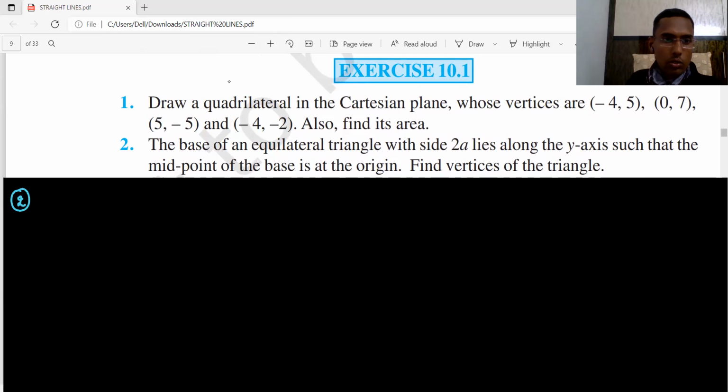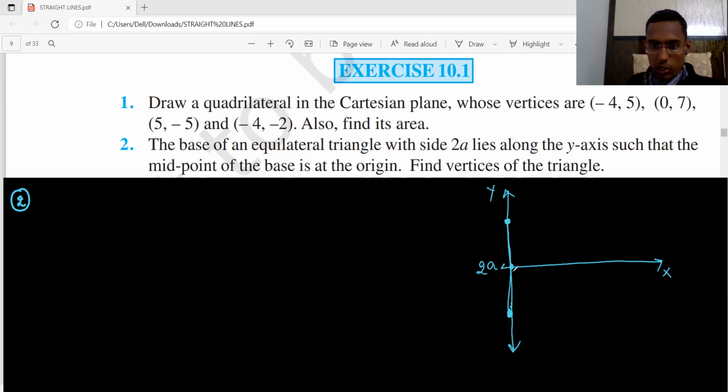Okay, so the second question: base of an equilateral triangle with side 2A lies along y-axis. Okay, base lies along y-axis. Let's say this is y-axis. I'm not drawing x-axis, so this is y-axis. So this is the side, let's say this is side 2A. Along y-axis such that midpoint of the base is at origin. This is the midpoint, this is origin. This is y-axis, this is x-axis. Midpoint is at origin. Okay, like this we'll draw.